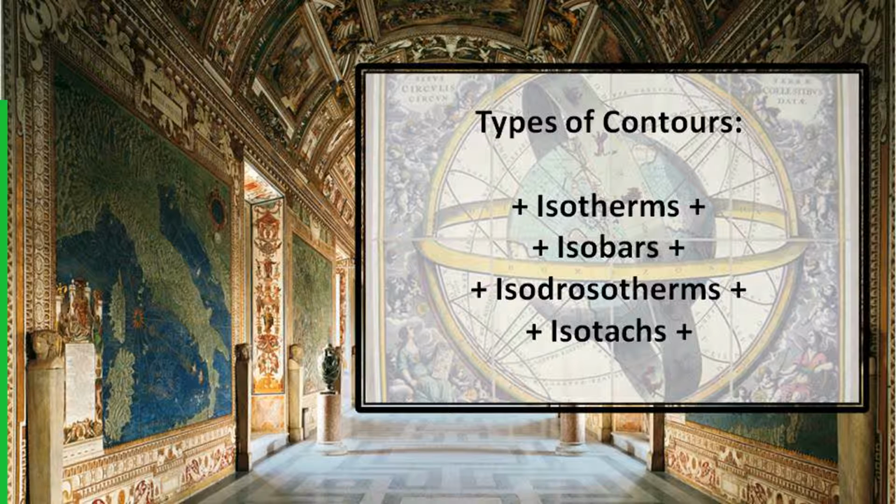Isodrosotherms are the lines of constant dew point. You do draw some isodrosotherms in this class. I think it tells you to draw them with dashed lines on some activity. Isotachs are lines of constant wind speed. They're contours of the wind speed, and you'll be doing that in this lab activity.